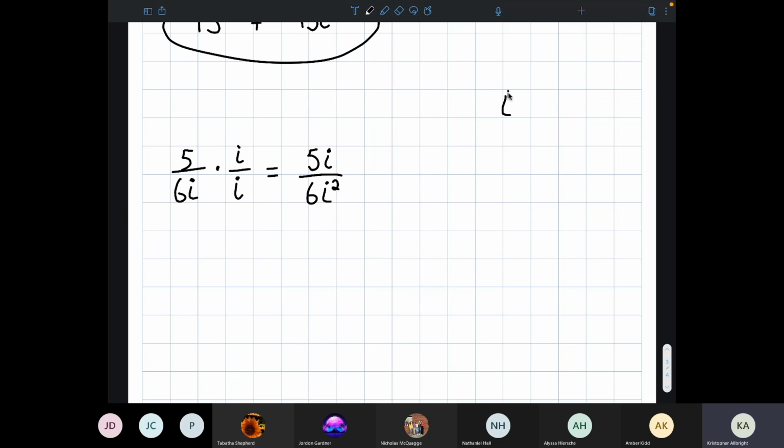And we know that i equals root negative 1, i squared equals negative 1. So if we translate this, then we're going to be left with 5i over negative 6, which is just going to make our whole fraction negative. So it's going to look like this. So it's not really a lot. They just don't like i's on the bottom.